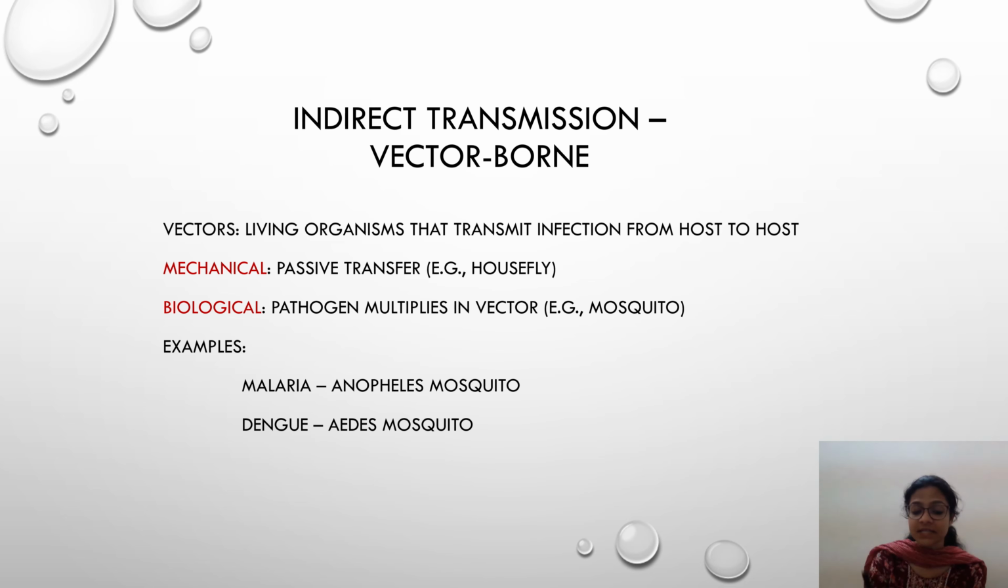Mechanical transmission is where the vector simply carries the pathogen without any change, like a housefly transferring pathogens. The second one is biological transmission, where the pathogen undergoes part of its life cycle inside the vector, like mosquitoes. Examples include malaria spread by the Anopheles mosquitoes, and dengue, which is spread by the Aedes mosquitoes. So vector control is crucial in this case.